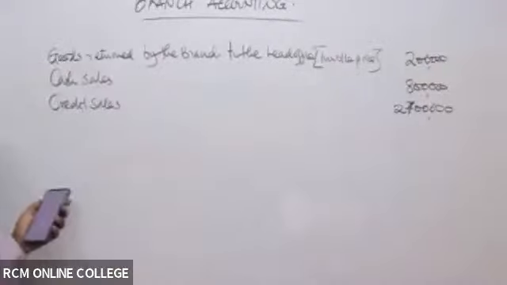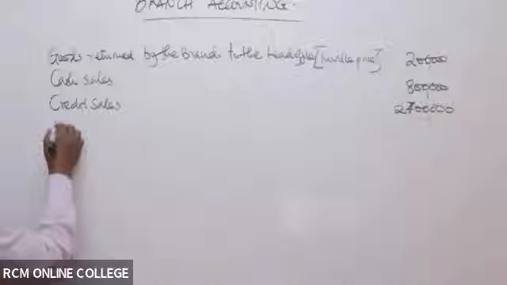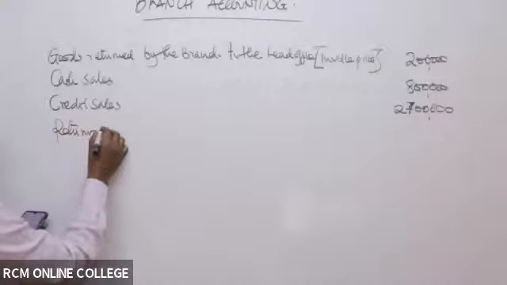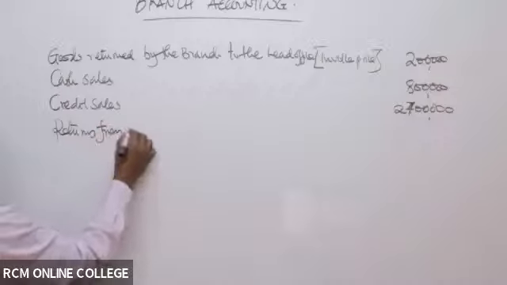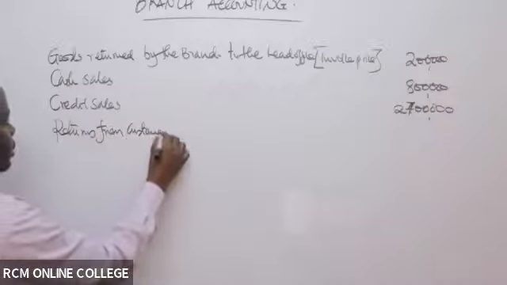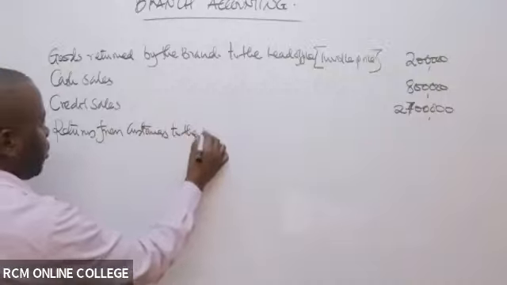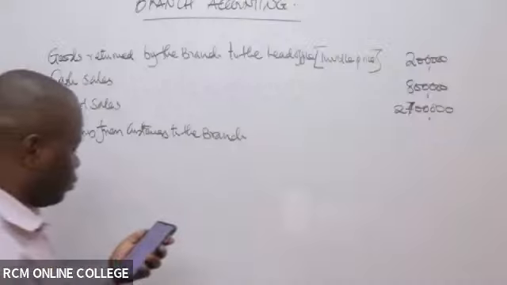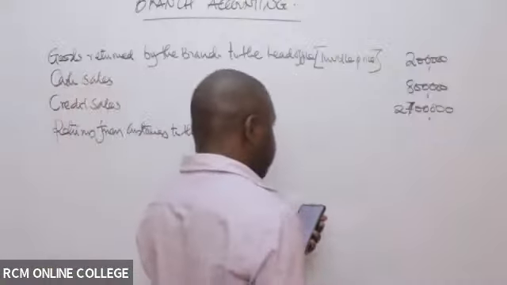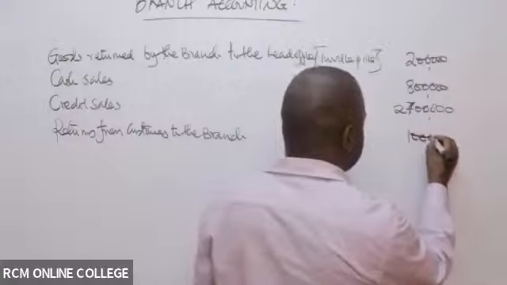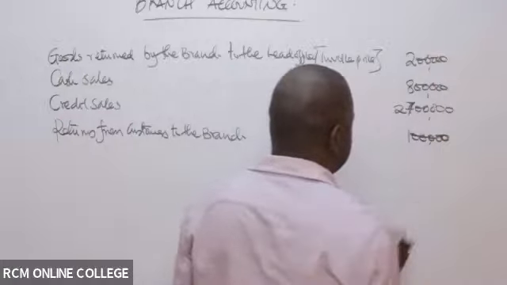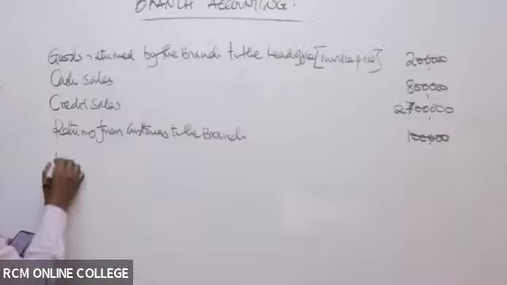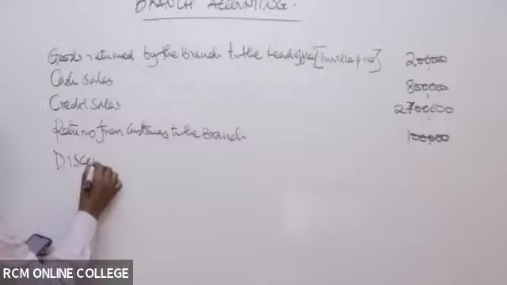Then there were returns from customers to the branch in Nakuru. They sold to customers, but these customers ended up returning some goods to them. The returns from customers to the branch were 100,000.